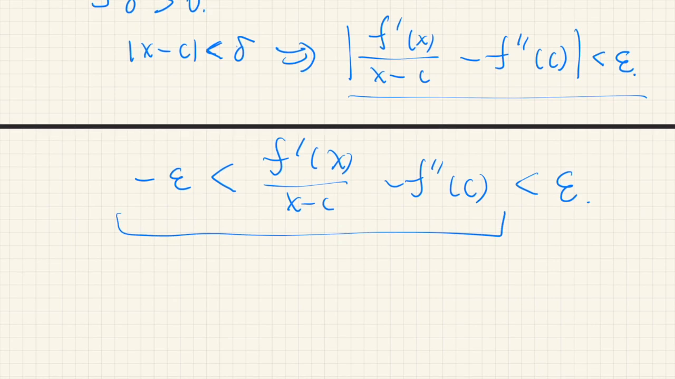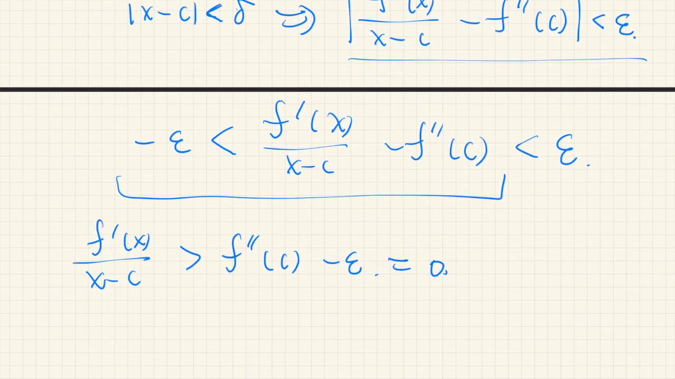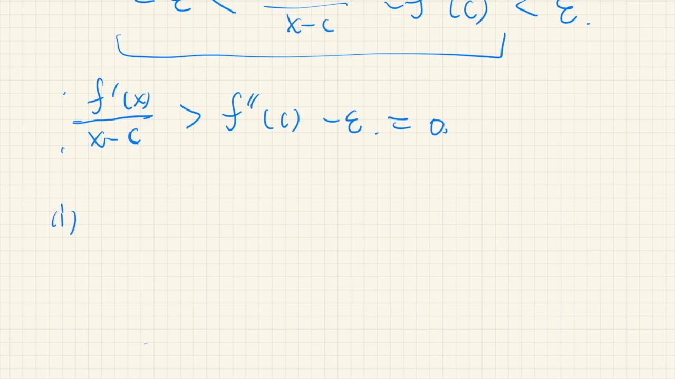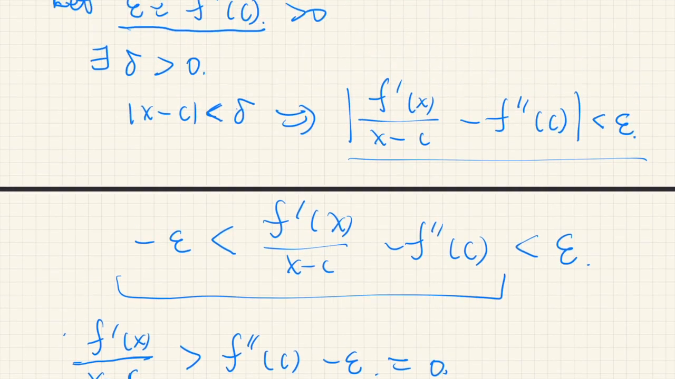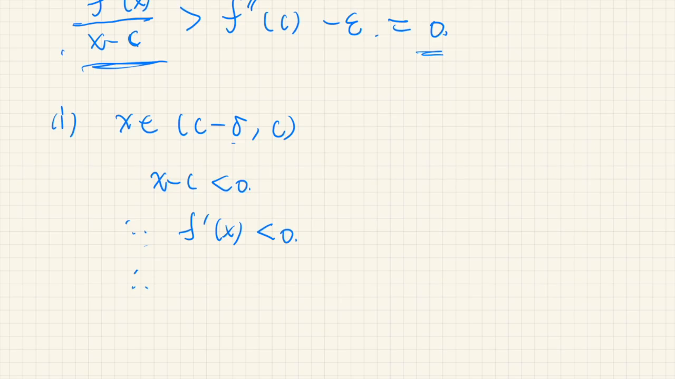So let's consider this part. From here we have f prime of x over x minus c is greater than f double prime of c minus epsilon. However, we define epsilon as this, so this is actually 0. Now we consider two cases. First, x is in this interval between c minus delta and c. This delta, by the way, is this delta; it is guaranteed to exist. So if this is the case, then x minus c is negative. And since this is positive, that means f prime of x is negative. And this means f of x is monotone decreasing in this interval.